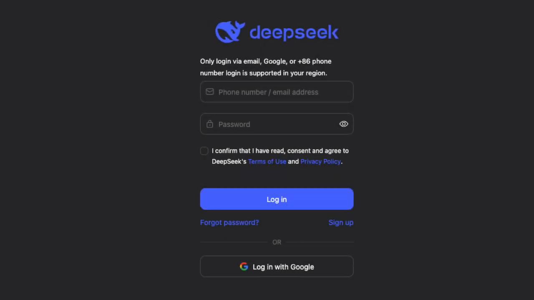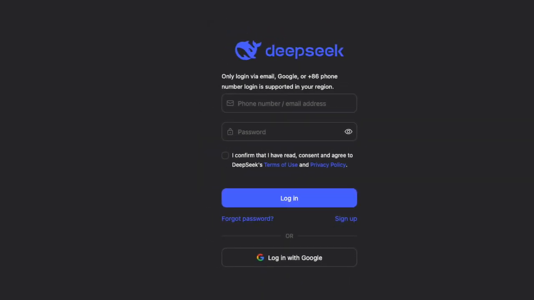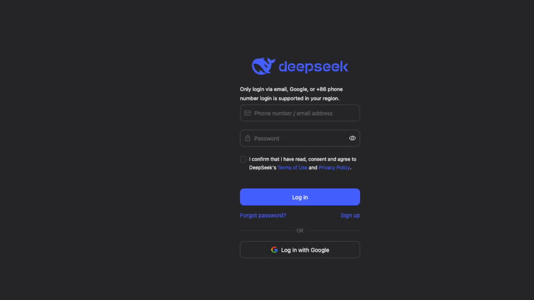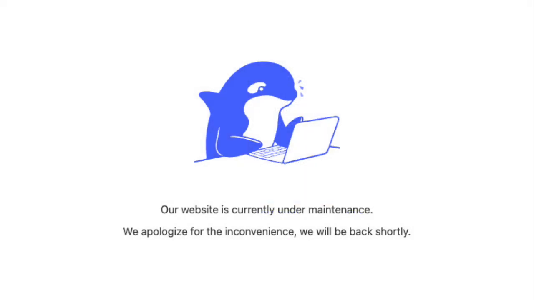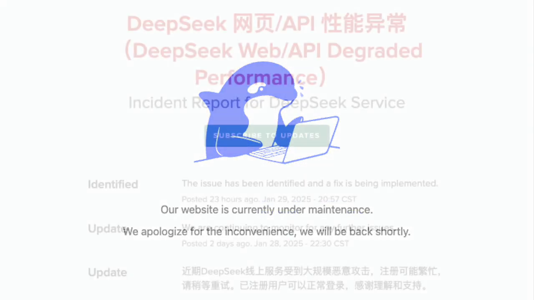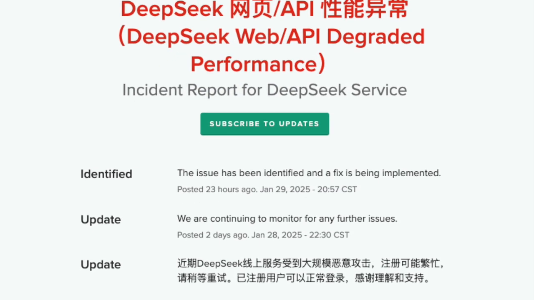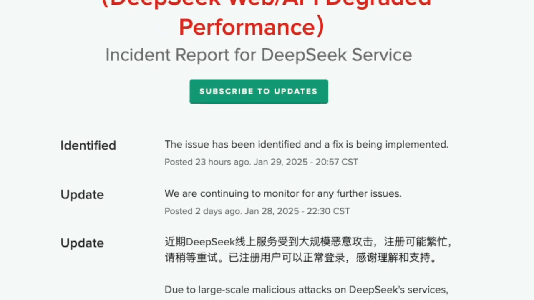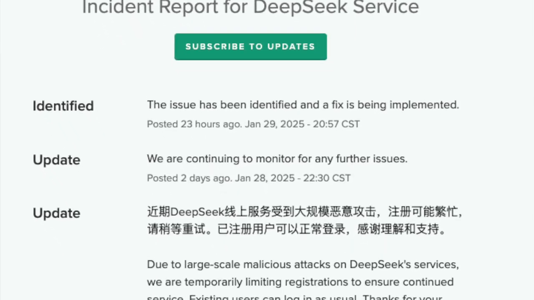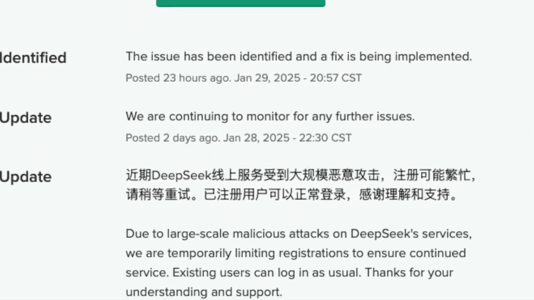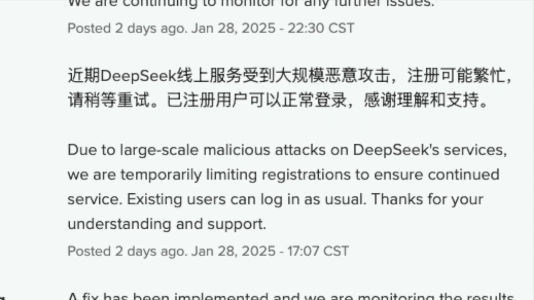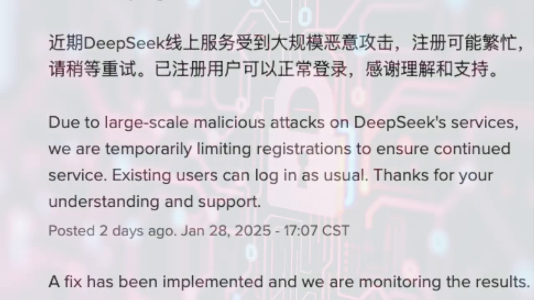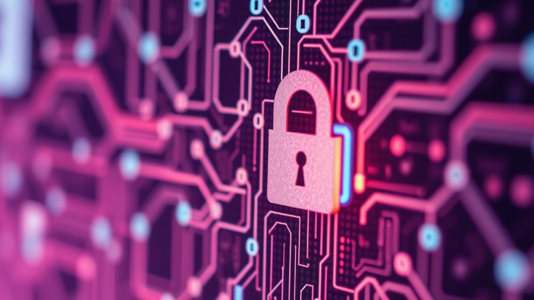Because of this security problem, many people couldn't use DeepSeek's services. When trying to access the chat or create new accounts, users just got error messages. DeepSeek posted a notice saying they had to limit new registrations because of attacks on their services. This shows us something important. While DeepSeek created impressive AI technology, they missed some basic security measures.